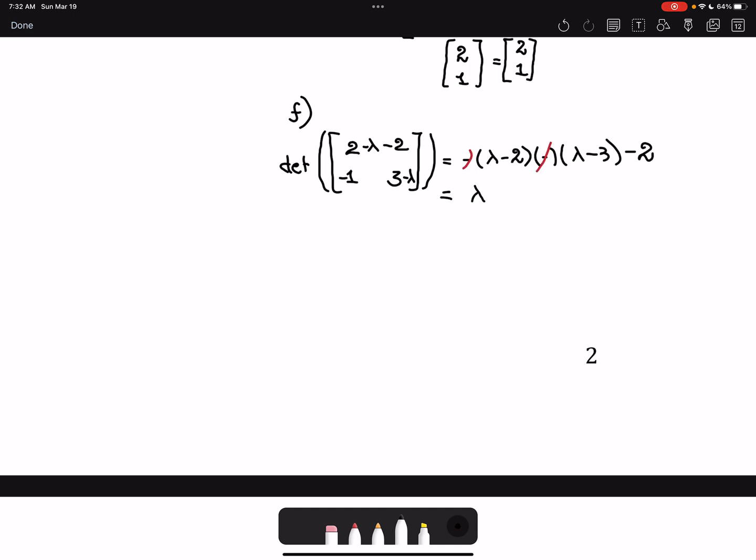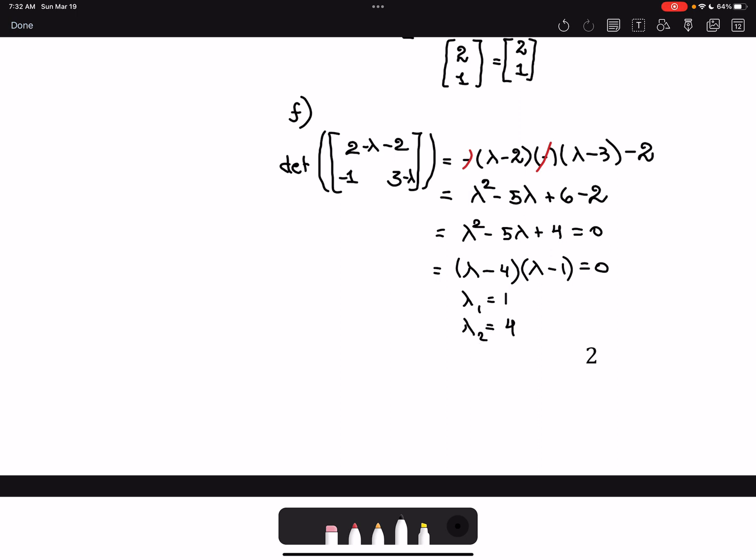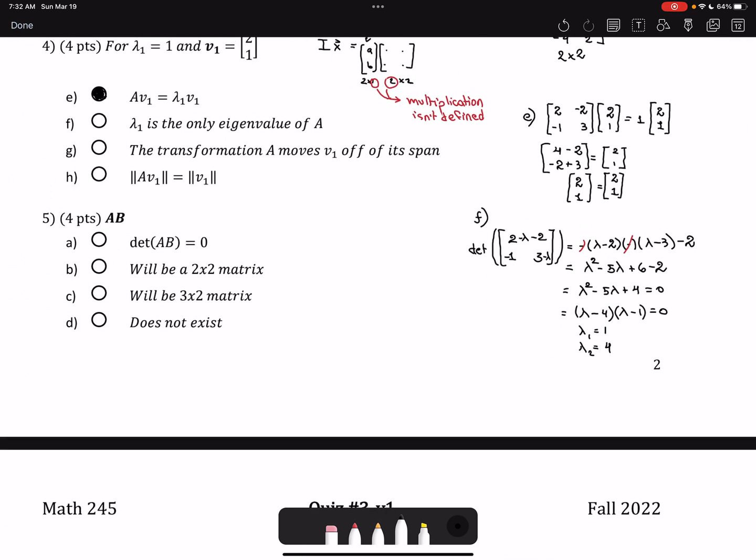Here I'm going to have lambda squared minus 5 lambda plus 6 minus 2, which is equal to lambda squared minus 5 lambda plus 4, and that all has to be equal to 0. Now we can factor that into lambda minus 4 and lambda minus 1 equals 0. So then we have lambda 1 is equal to 1 and lambda 2 is equal to 4. So there's actually 2 eigenvalues. And because of that, this does not apply. So we won't bubble it.